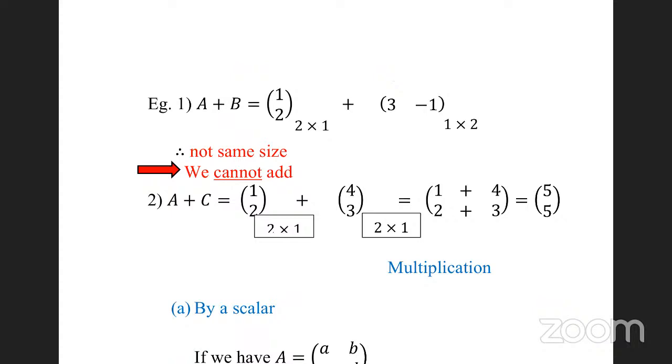We cannot add them because A and B are not what? Somebody said comfortable? Conformable, right? It looks like comfortable, but A and B are not conformable. All right, yes, so we added the same values: add the 1 and the 4, add the 2 and 3.